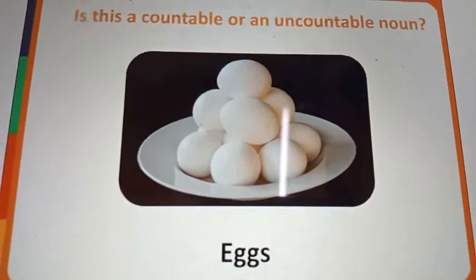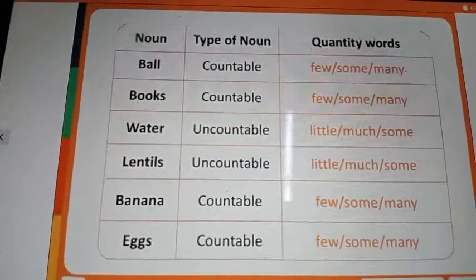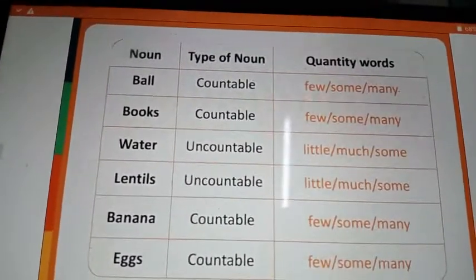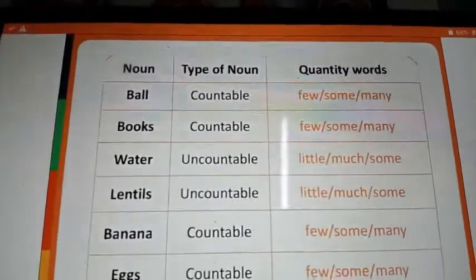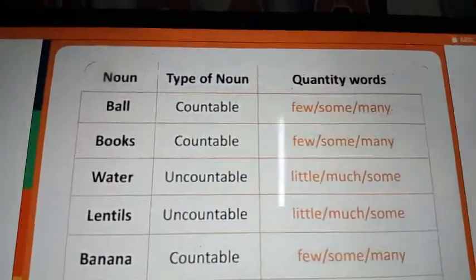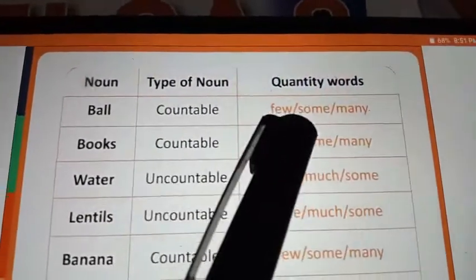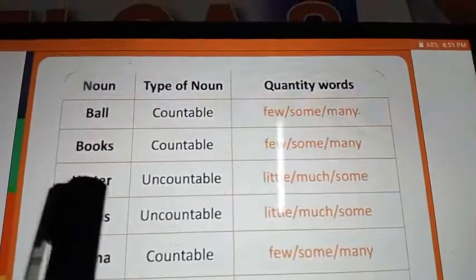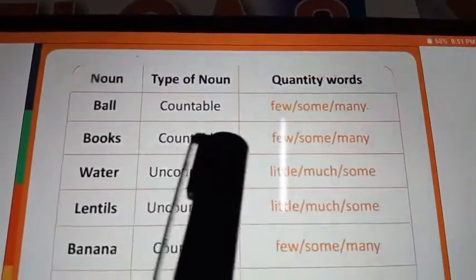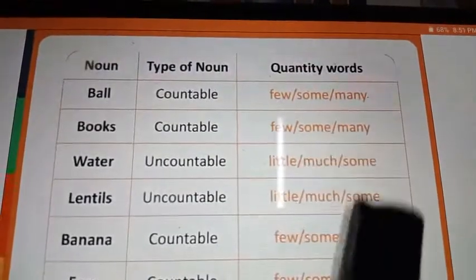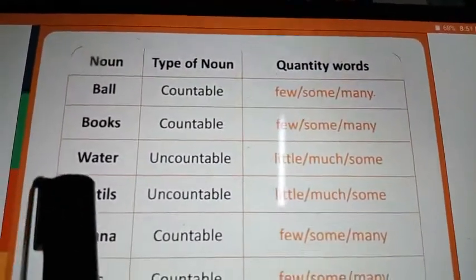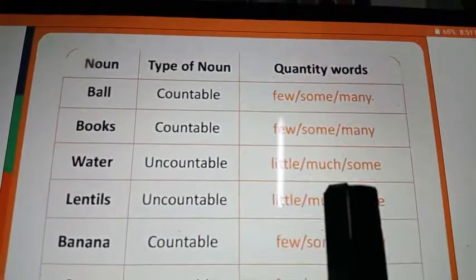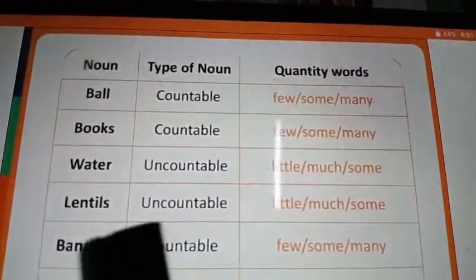Great, Kutima. Countable. So, my dear children, let us discuss the answers. Which words do we have to use for countable or uncountable, right? See that? Ball. Countable noun, we have to use the quantity words few, some, many. Books. This is a countable noun. Few, some, many. Water. That is uncountable. So, little, much, some.